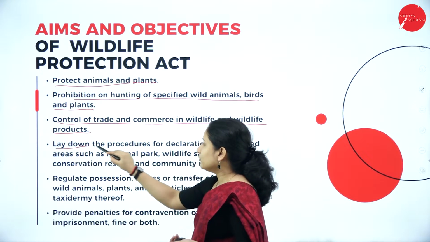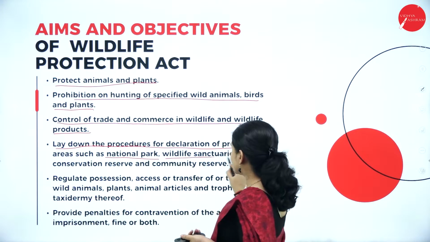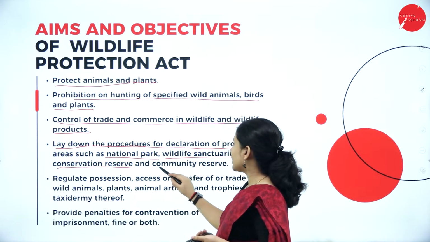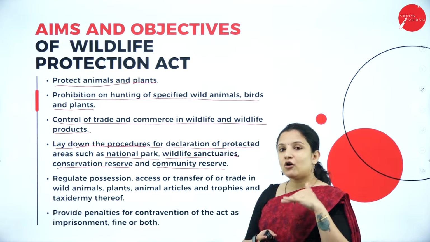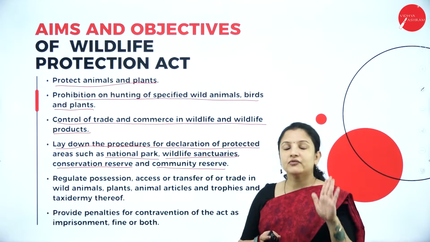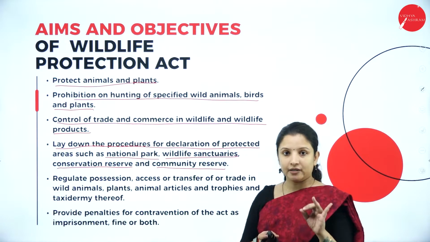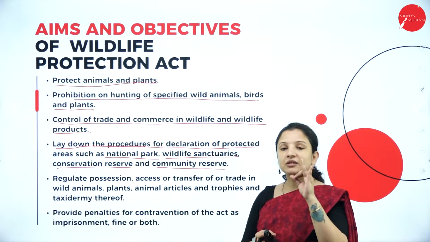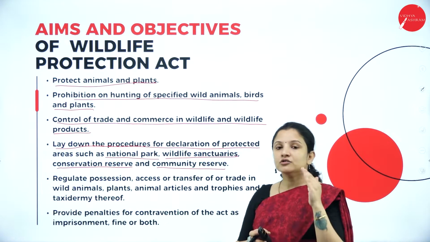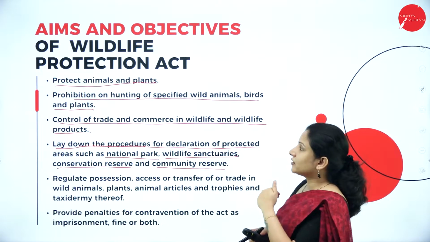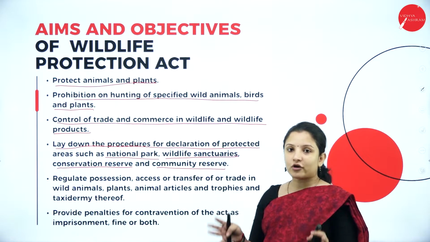And it also lays down the procedures for declaration of protected areas such as national parks, wildlife sanctuaries, conservation reserves and community reserves. So here in national parks and wildlife sanctuaries, people cannot just randomly walk in wherever they like. There are some restricted areas or some buffer zones wherein people should never ever enter. If they enter, or if some illegal activity is conducted there, such as poaching or cutting of trees, what will happen? All those rules and regulations are framed under the Wildlife Protection Act in order to conserve these particular forest reserves.